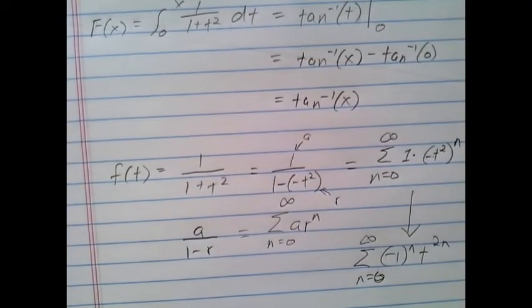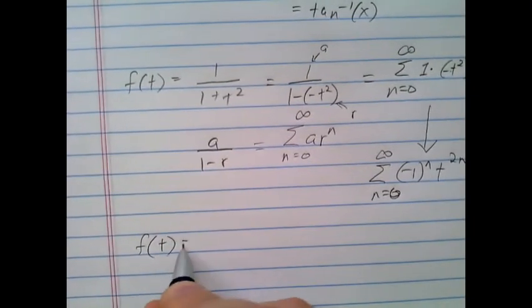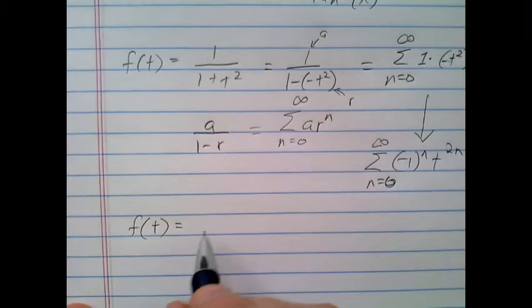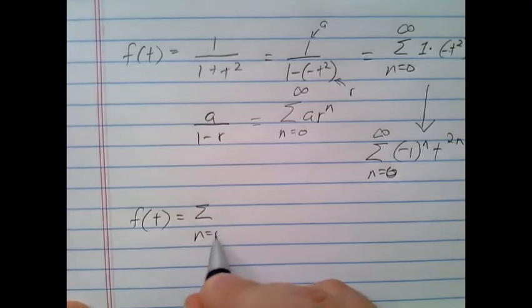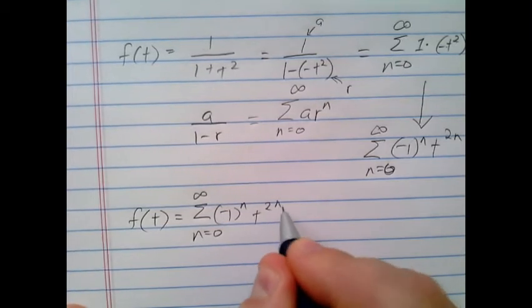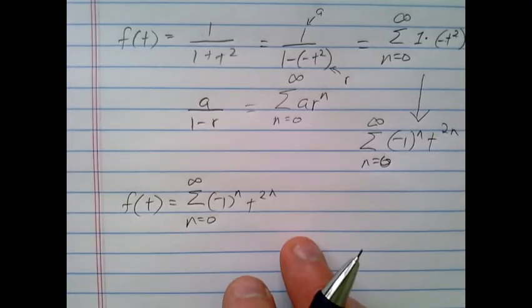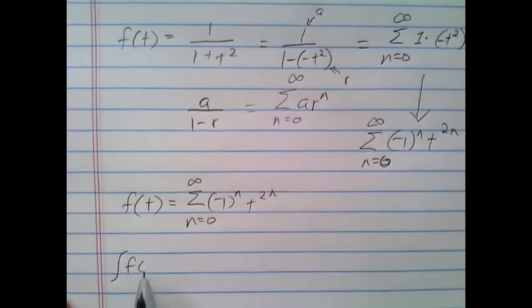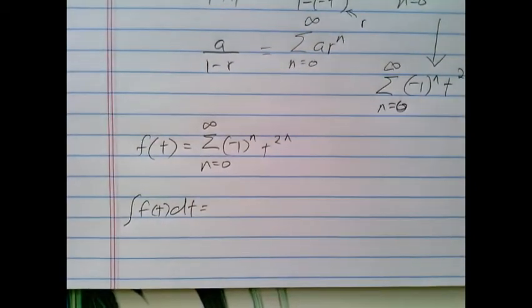But now, let me write this just to summarize what we've got here. So f of t equals the sum from n equals 0 to infinity of -1 to the n times t to the 2n. Very good there. Now, that's the derivative of the function we want, so it would make sense to take an antiderivative. Now, if I take a general antiderivative, let me see.